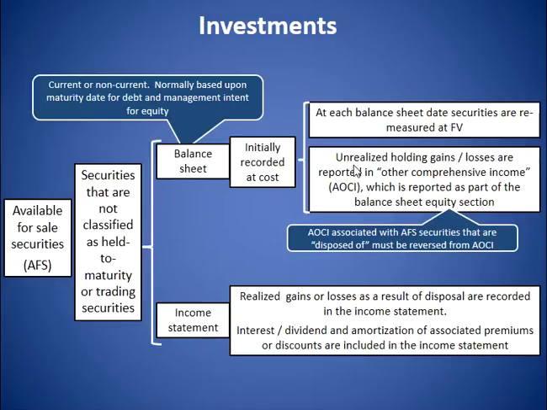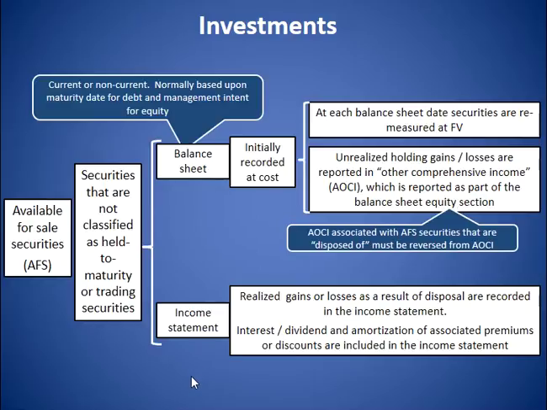And here's something important to remember. Unrealized holding gains and losses are reported in other comprehensive income, or accumulated other comprehensive income, which of course is reported as part of the balance sheet equity section. On the income statement, realized gains or losses as a result of disposal are recorded. And so we don't end up double counting, we have to remove any of the amounts associated with the accumulated other comprehensive income from previous periods. That has to be reversed from our accumulated other comprehensive income totals. Now, for our income statement, interest, dividends, and amortization associated with premiums or discounts would be included.